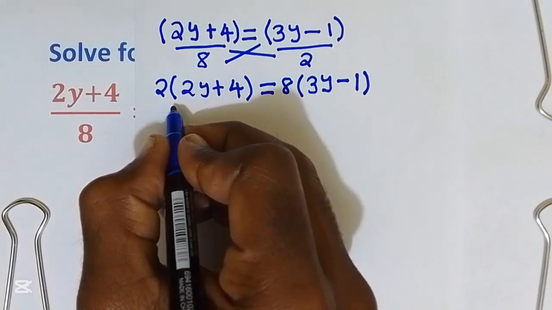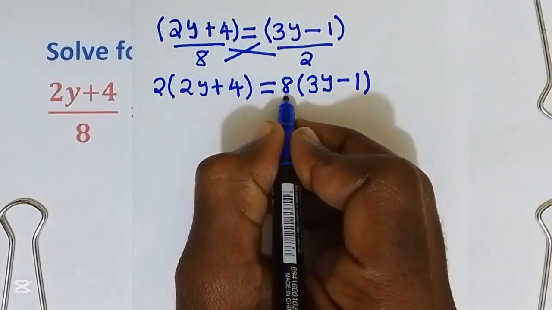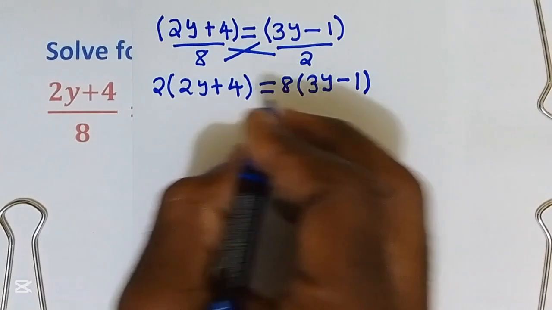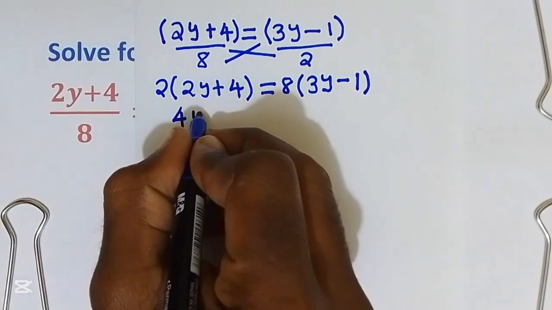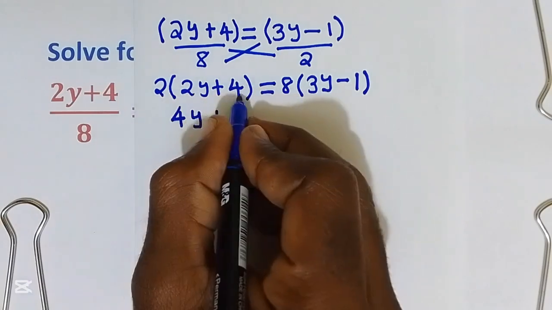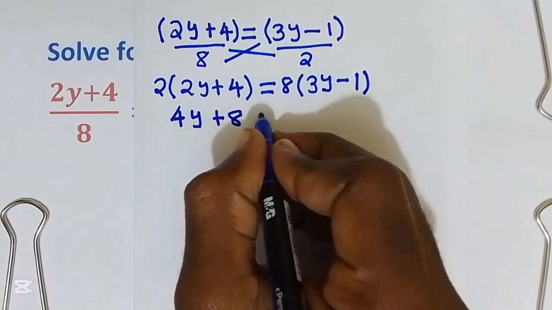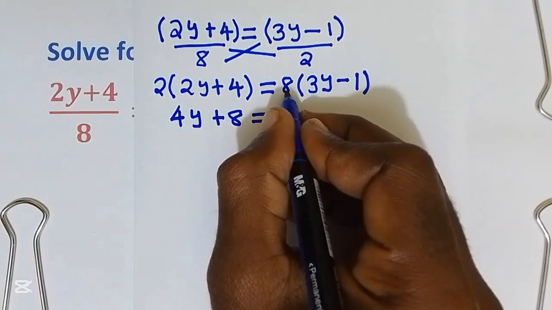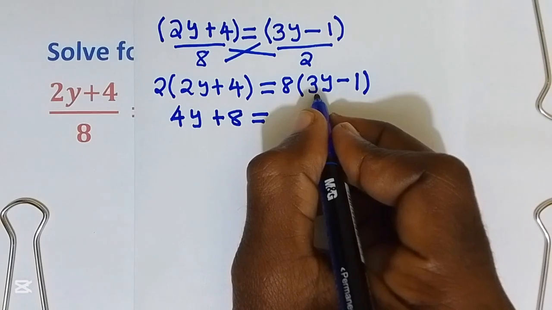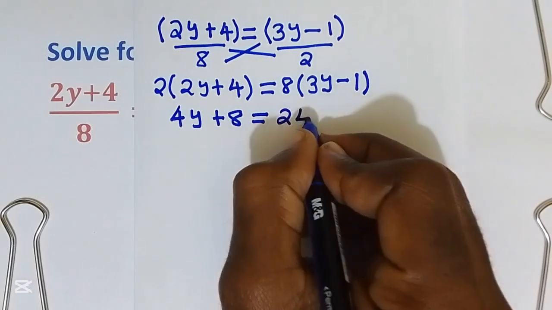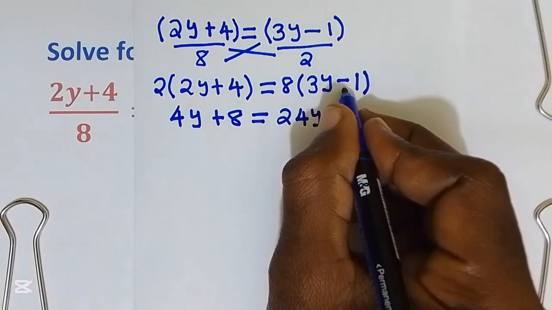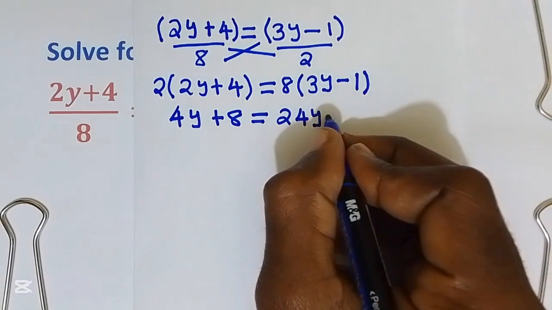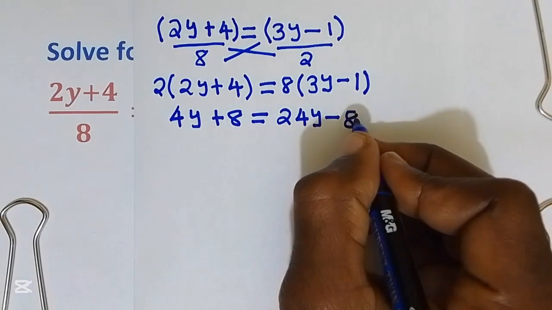Let us open the bracket by multiplying by 2 and 8 inside the bracket. That is going to be 2 multiplied by 2y, we get 4y, plus 2 multiplied by 4, it is 8. This is equal to 8 multiplied by 3y, we get 24y. 8 multiplied by minus 1, we are going to get minus 8.